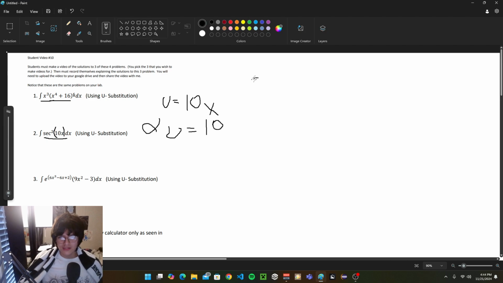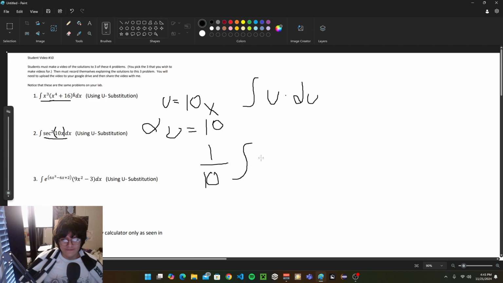So we're going to rewrite this as the integral of secant squared u times du. Our u is 10x, and our du is 10, and 10 isn't in our original equation, so it isn't 10 times secant squared 10x. It's just secant squared 10x. So to get rid of that 10, we're going to be multiplying by 1/10.